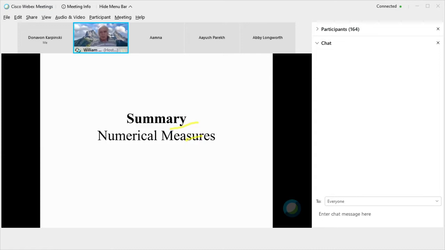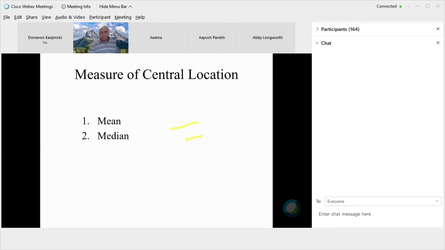Some summary numerical measures of central location: the mean and the median. The mean measures the center of gravity of the data. The median is the point that splits the data into two equal parts.